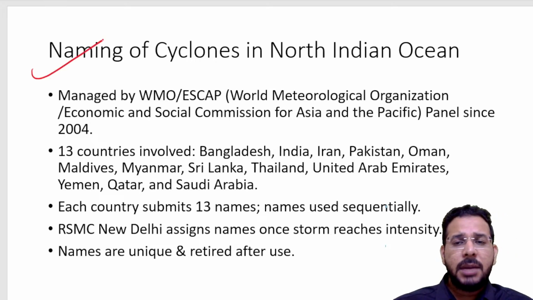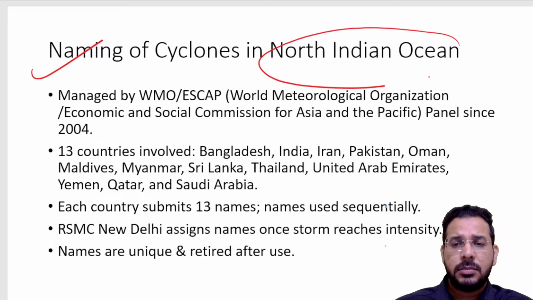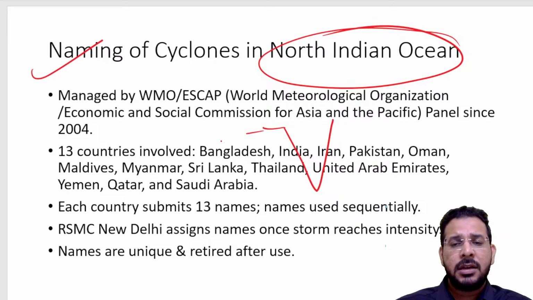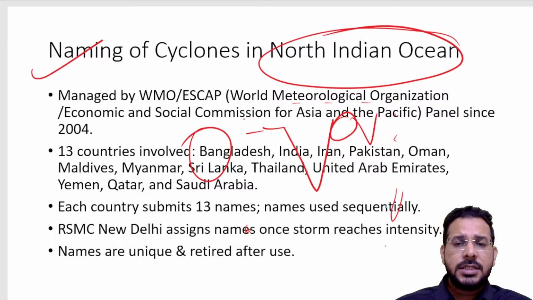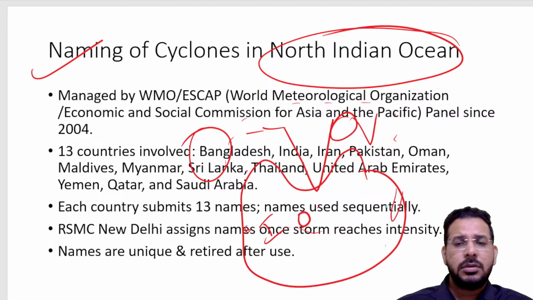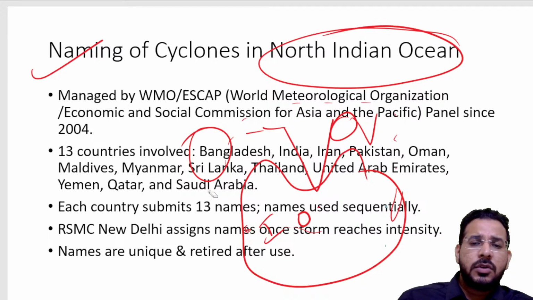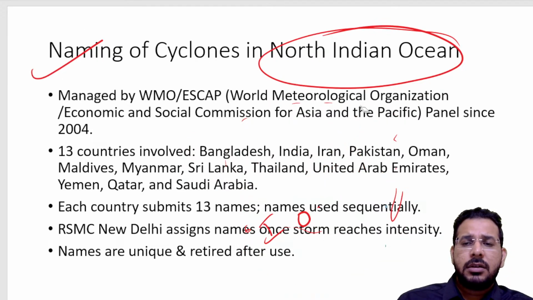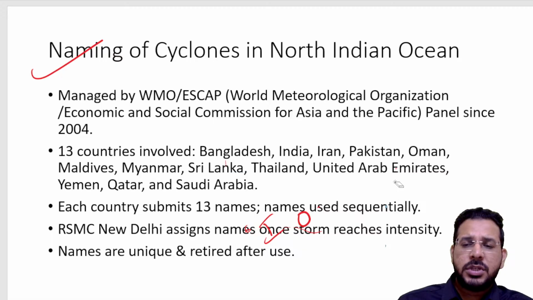How are cyclones named in the North Indian Ocean? If you see, we have India over here, we have Pakistan, Afghanistan, here we have Arabian countries, then we have islands like Maldives, we have islands in Indonesia, Sumatra Islands, here we have Myanmar, Bangladesh. So all these countries are bordering the Indian Ocean. So the names of the cyclones are given with some procedure.